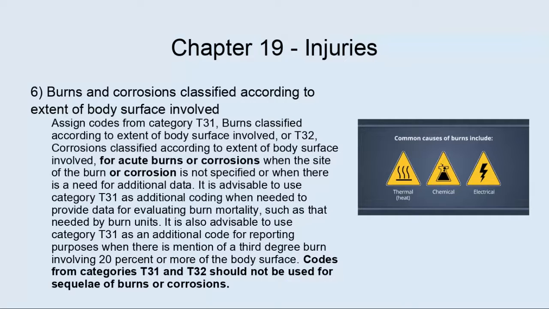Okay, Chapter 17 includes codes for injuries. It clarifies that categories T31 and T32 are used for acute burns or corrosions. You can see this area here. It says that codes from categories T31 and T32 should not be used for sequelae of burns or corrosions. These would be documented using, of course, the other injury codes. T31 and T32 do not have a 7th digit for sequelae.